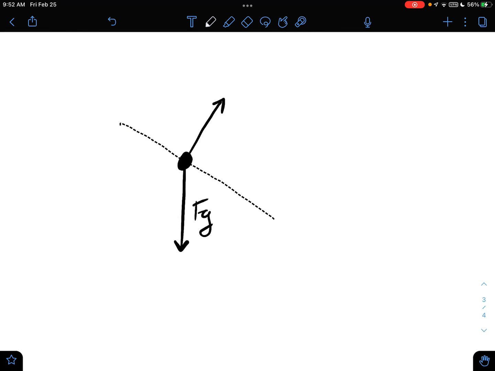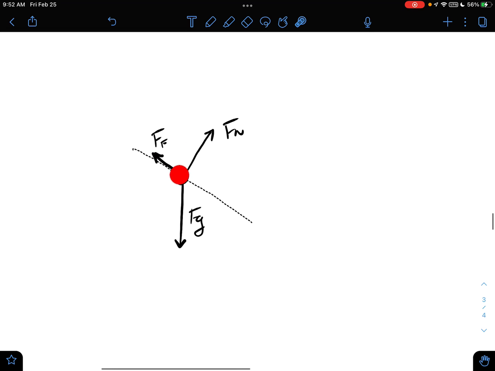And we also have some kind of friction. I'm going to just call this FF right now, because that's just going to be our friction. No matter what it is, it's going to be parallel to the table and acting up the table. If it's kinetic, it's because we're already sliding down this way and we're being pulled back. But if it's static, this is what's going to be stopping us from sliding.